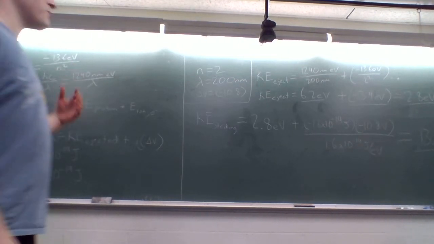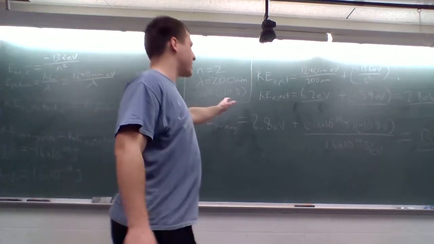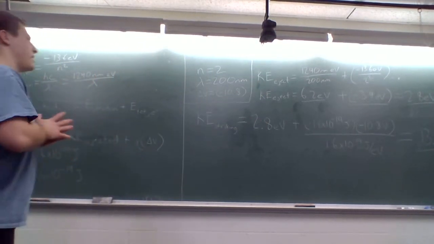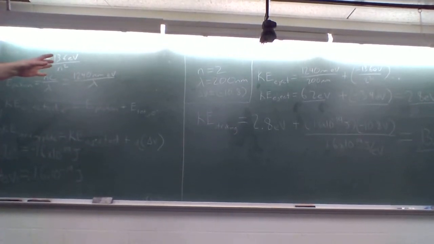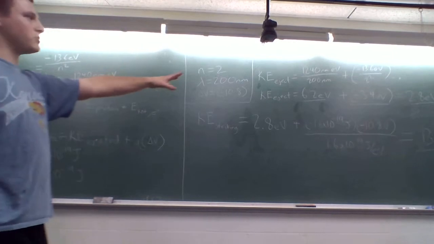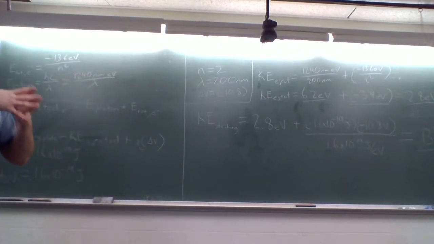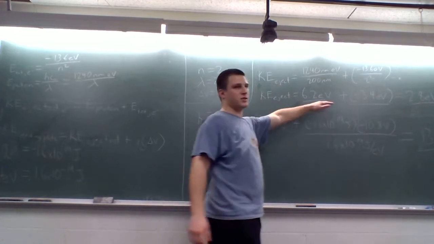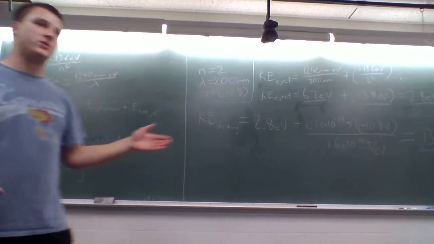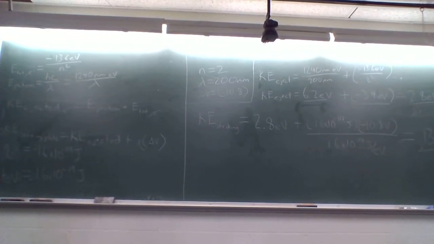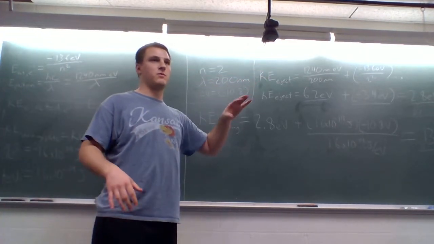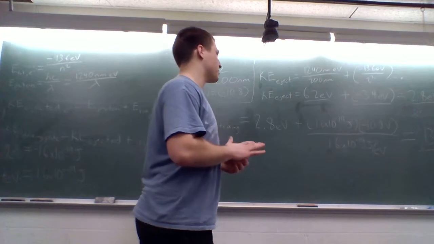So the first thing that we need to do is something that we already did in a problem today, and that's find the kinetic energy of the ejected electron. All you have to do is take the energy of the photon that it's absorbing and then add that to the energy of the electron in its orbital. What you end up finding for the energy of the photon is 6.2 electron volts, and you get that by doing hc divided by lambda. So hc just equals 1240 nanometers times electron volts. Divide that by 200 nanometers, and you end up with 6.2 electron volts.